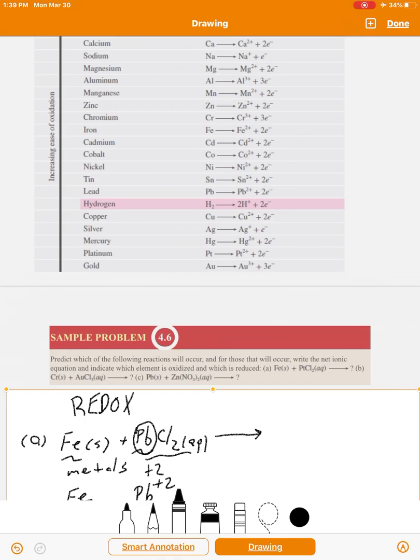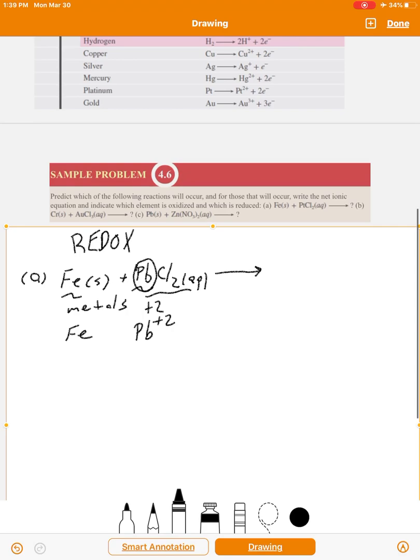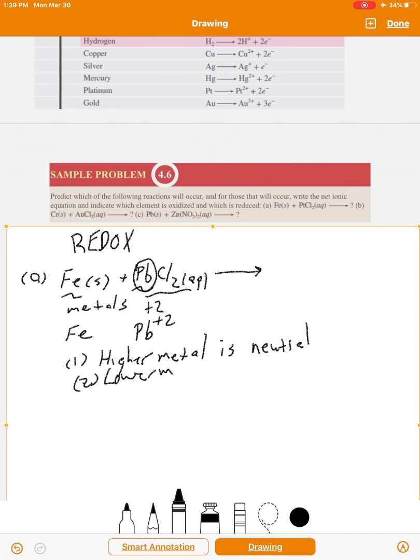The metal that is higher up is the one that'll get oxidized. So notice iron is higher up than lead. So if iron doesn't have a charge at the beginning, and here it doesn't, and it's higher up, then it will react with the other metal. So there's two requirements. One is, well, it's actually one requirement, which is the higher metal is neutral. And another way of putting that is the lower metal is positively charged. That's the requirement for the reaction to occur.